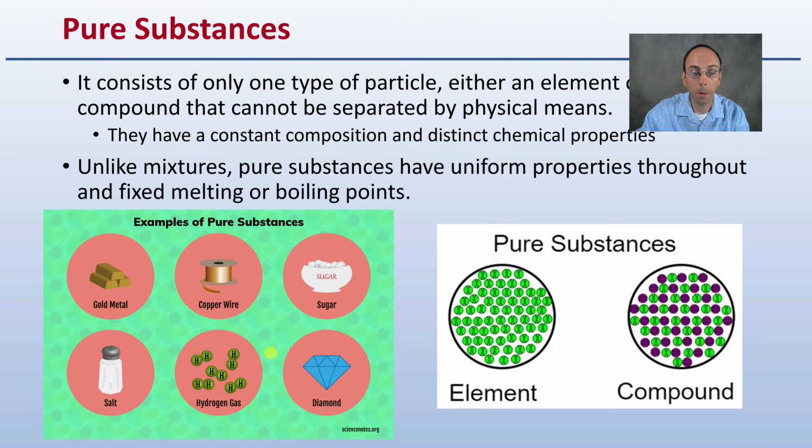And again, pure substances could be, for example, gold or copper wire. Could also be hydrogen gas. Could also be salt. Again, here's your element, here's your pure substance, and here's your compound there. So just keep in mind that these pure substances are not quite like mixtures. They have those uniform properties throughout, and they have very distinctive fixed melting and/or boiling points.